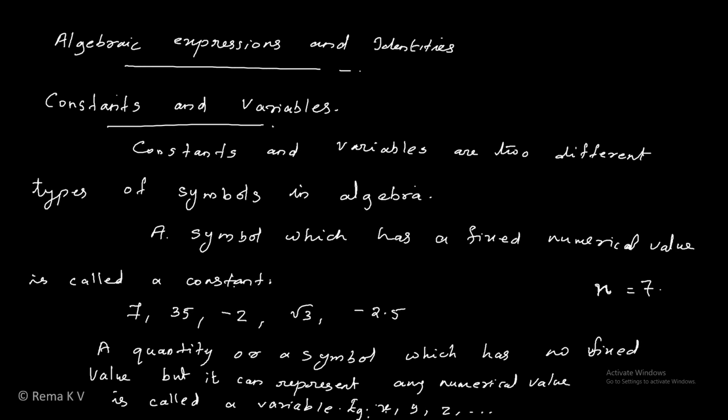And now a quantity or a symbol which has no fixed value but it can represent any numerical value is called a variable. For example, number of days in a month. See, it is a variable because in January 31 days, in February sometimes 28, sometimes 29, in March again 31 days, in April 30 days. So it varies from month to month. So it is a variable.